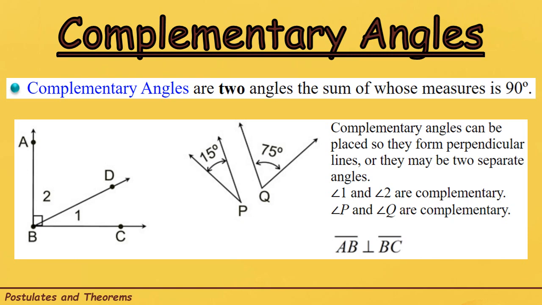Kapag naman halimbawa naghanap, for example, what is the complement of an angle whose measure is 40 degrees? So, kung complement yan, at 40 degrees yung given, you will just subtract 90 degrees minus 40 degrees is equal to 50 degrees. Meaning to say, the complement of 40 degrees is 50 degrees. Okay, so, ganun lang kasimple pag complementary angles.